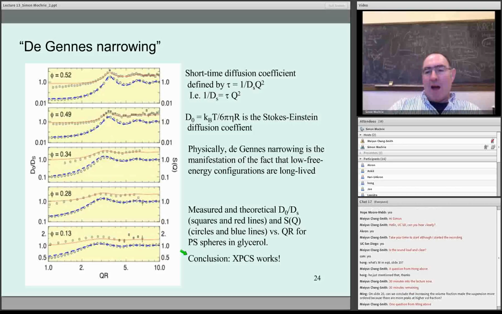So Ming asked whether the increasing volume fraction made the suspension more ordered. And the answer is yes. And the way that we know that is because the peak is getting sharper as the volume fraction is increasing.